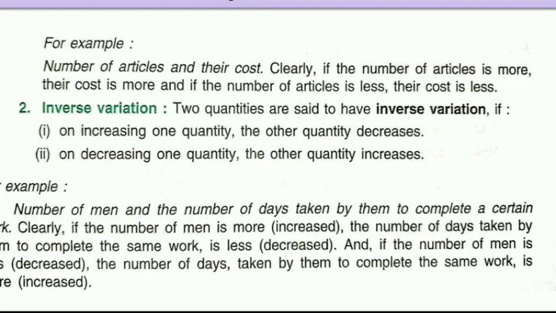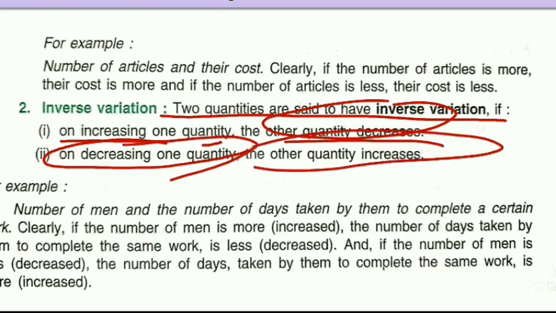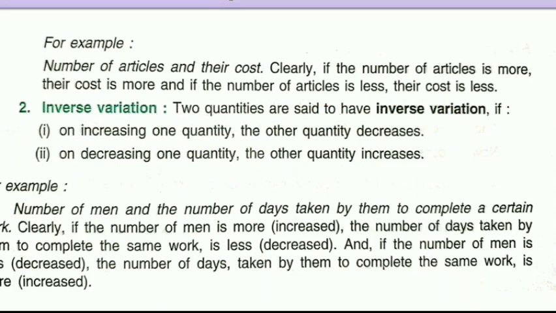What is indirect variation? I am saying inverse variation. Two quantities are said to have inverse variation if, on increasing one quantity, the other quantity decreases, and if we decrease one quantity, the other increases. Just the opposite. If this type of variation is there, we say it is inverse variation. Inverse means opposite.